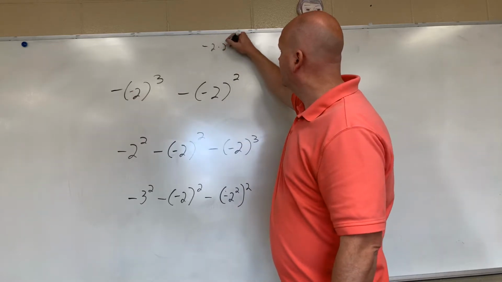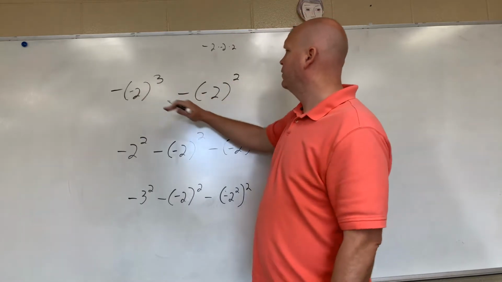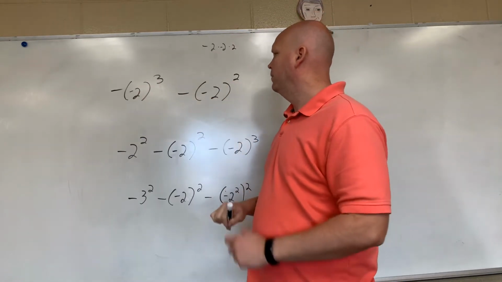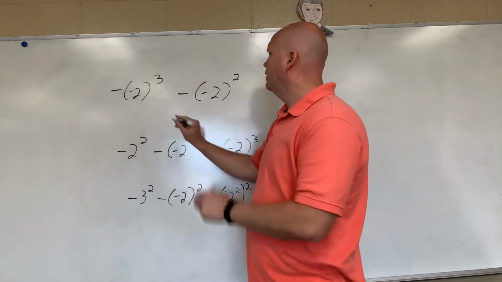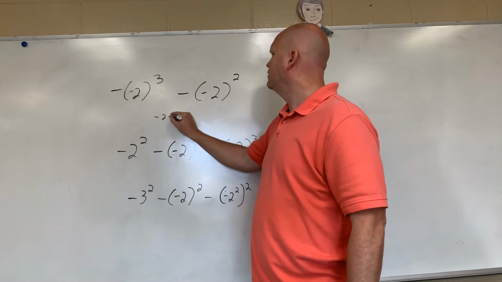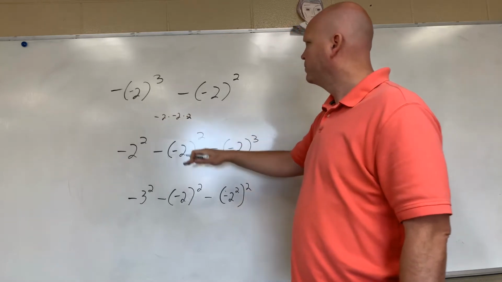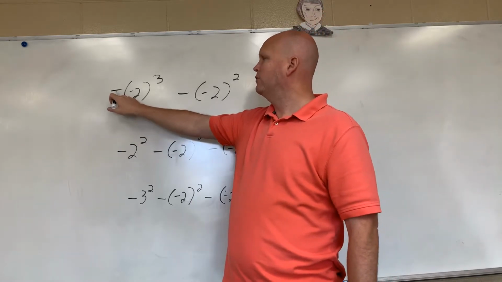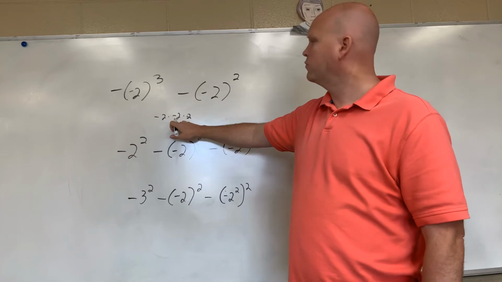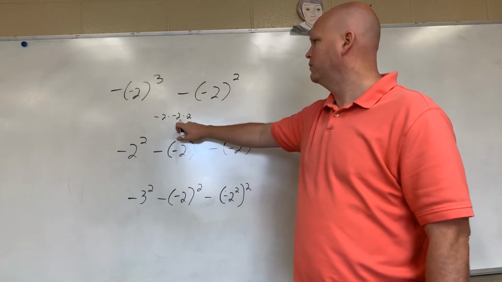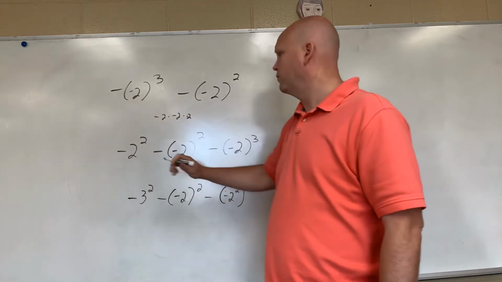-2 times -2 times -2. You're actually doing that 3 different times to get the result that you need, and the value inside there is actually a -2. This negative symbol outside of it means after you get the answer to -2 times -2 times -2, this then changes the sign of whatever you get.